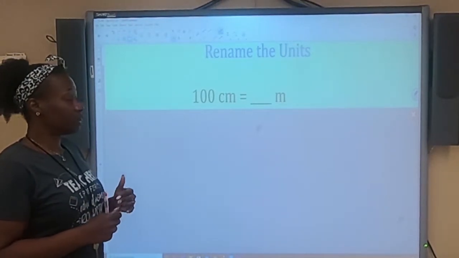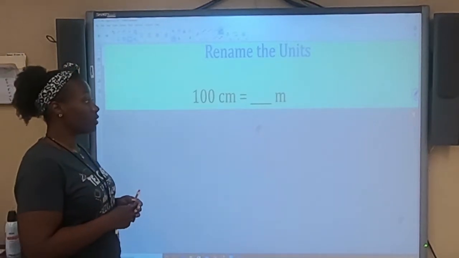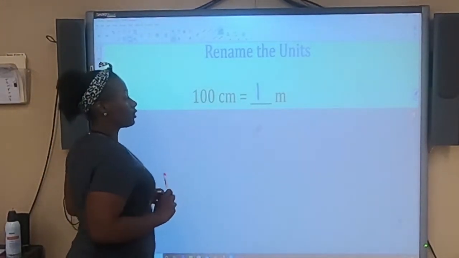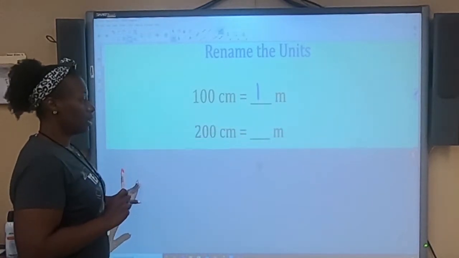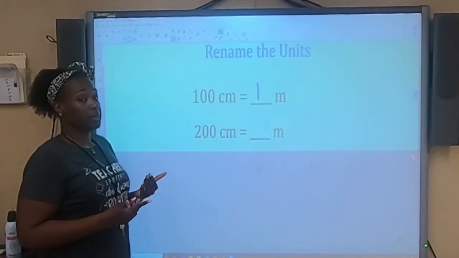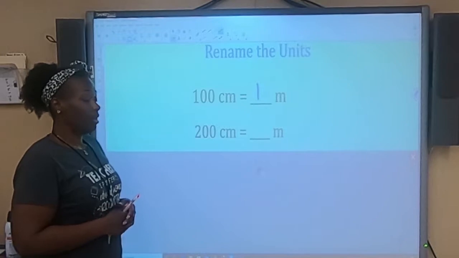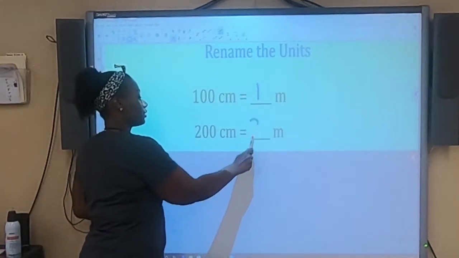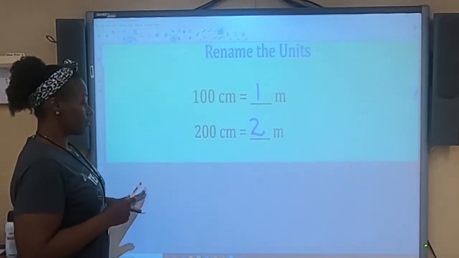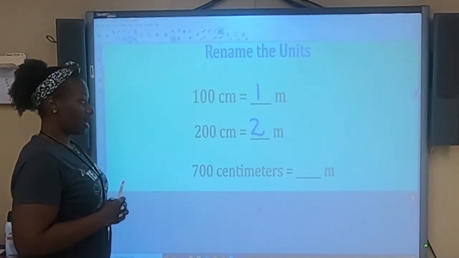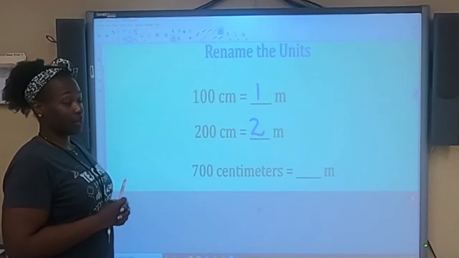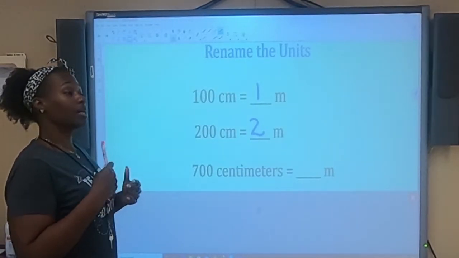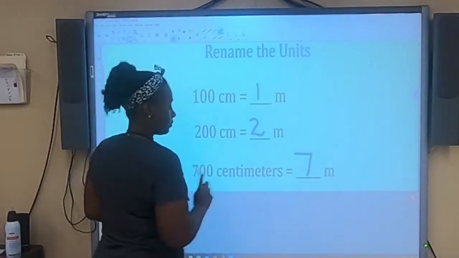This is a review of units from last year that you should have learned. So from last year, we should remember that 100 centimeters equals 1 meter. So if 100 centimeters equals 1 meter, then 200 centimeters equals 2 meters. And 700 centimeters would have to equal 7 meters. Good.